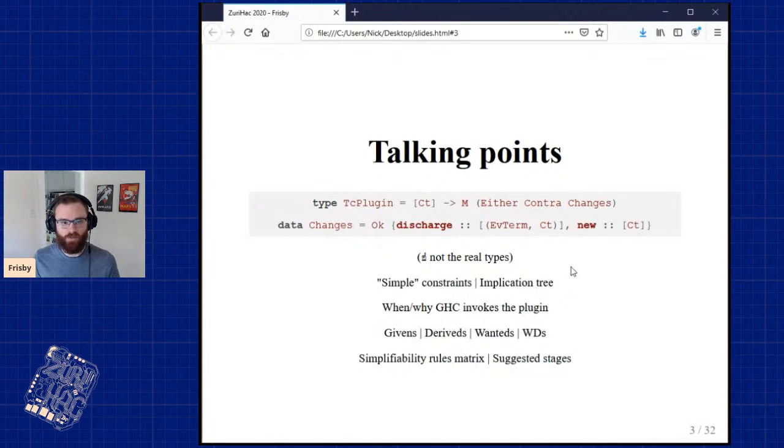The talking points are this notion of simple and implication constraints, and the implication tree, which is going to be the basic concept that helps you understand why GHC is invoking your plugin the way it's invoking your plugin. Then we'll talk about the different flavors of constraints. I won't actually get into the constraints' actual structure because that requires a lot more background. It wouldn't fit in 30 minutes. But these four flavors of constraints are a good place to start. Those different flavors interact in different ways, and that's what this matrix is. From that matrix, I can suggest a basic organization for your plugin. So that's the general shape of where we're headed.